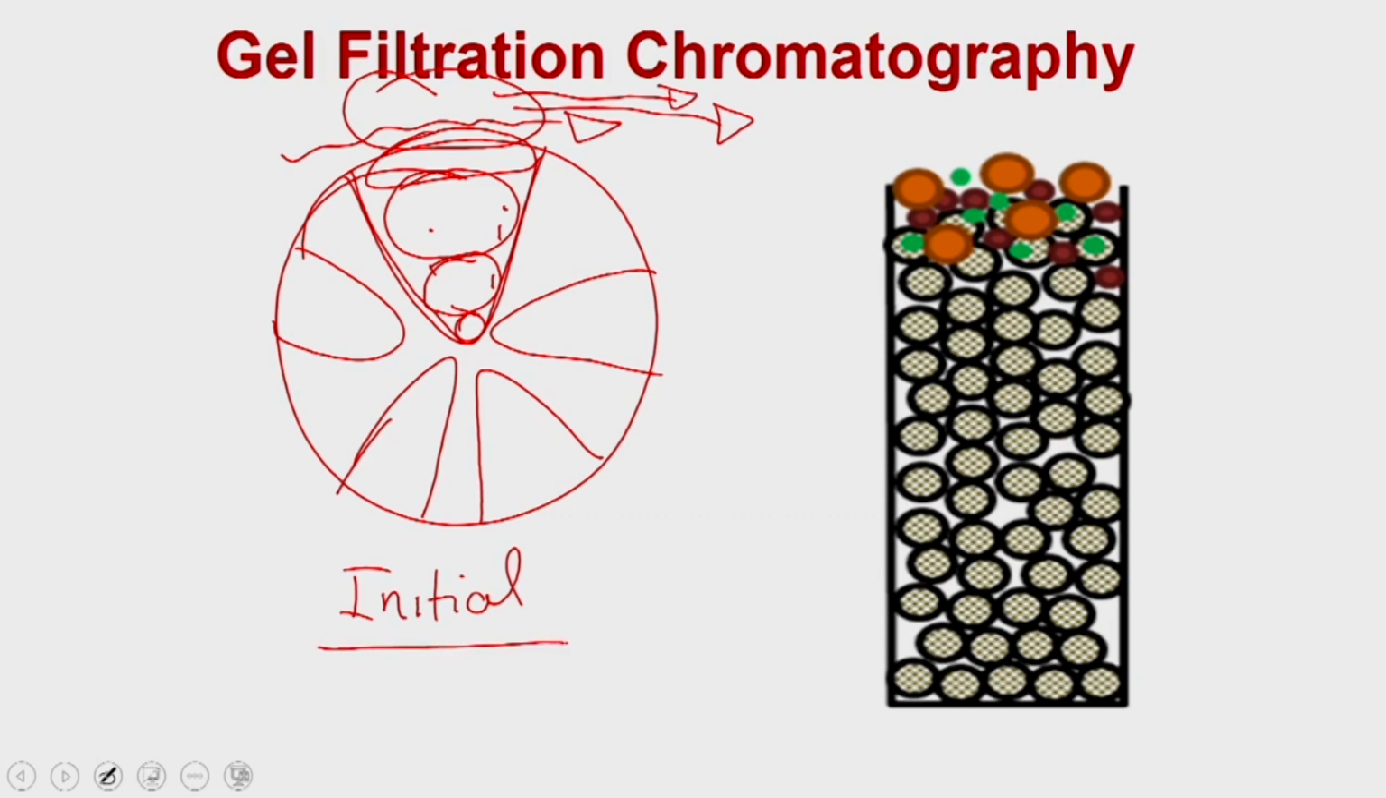Now, this is the situation when you have initially injected the molecules and they are passing through the different layers. So, this kind of distribution is going to occur from the first layer to the last layer of the column, which means the first layer is going to have the smallest objects. The second layer is going to have the objects which are larger than this, and the third layer is going to have the objects larger than this.